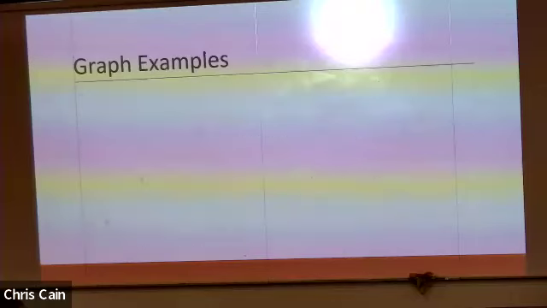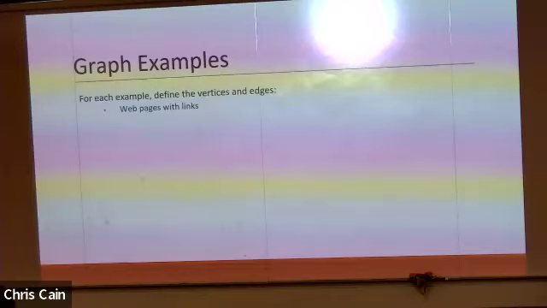Let's look at some examples. Let's define some vertices and edges. You go to a web page and there are some links on those web pages. What are the vertices? What are the edges? Vertices, the web page, and the links are the edges. Yeah, yeah. When you click on a link, you go from one website to another website.